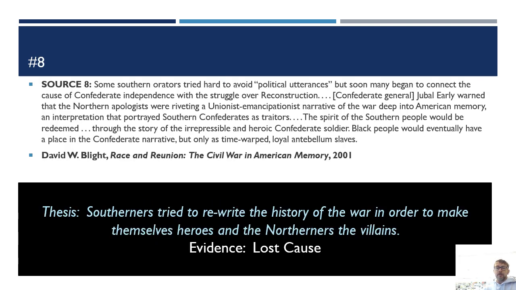David Blight argues that Southerners tried to rewrite the history of the war as a way of making the South the victims, but also heroes, and the Northerners are the villains. And they do this during Reconstruction as a criticism of Reconstruction itself. So what they do is they rewrite the past, they write African Americans out of the story so that they're not given any agency or power.